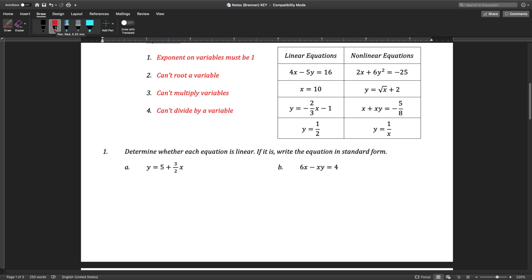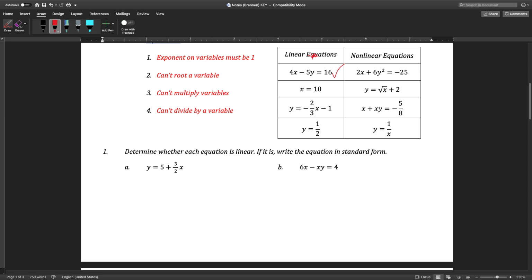If we take a look at this list of linear equations, I have 4x minus 5y is equal to 16. All my exponents were 1. I didn't root any variables. I didn't multiply any variables. I didn't divide any variables. Therefore, it is a linear equation.